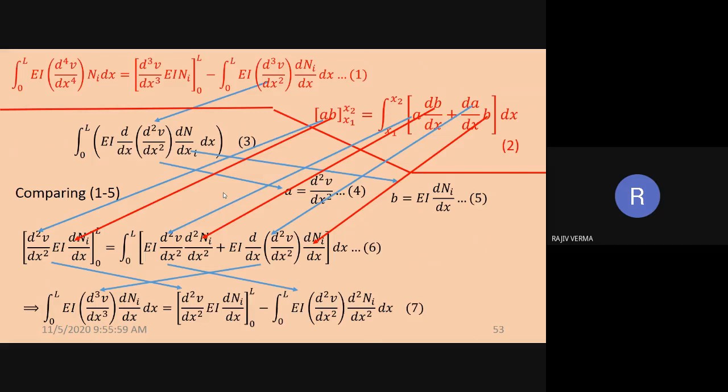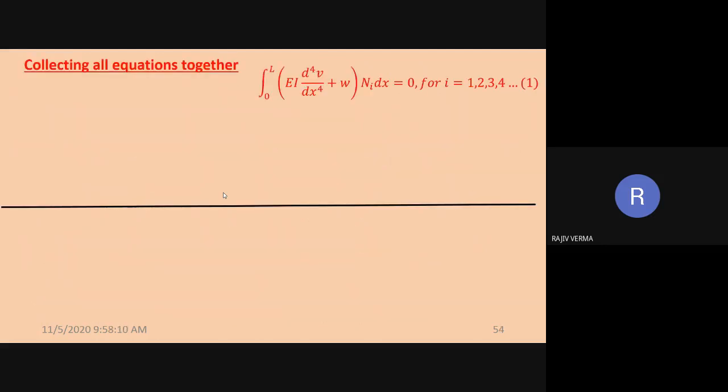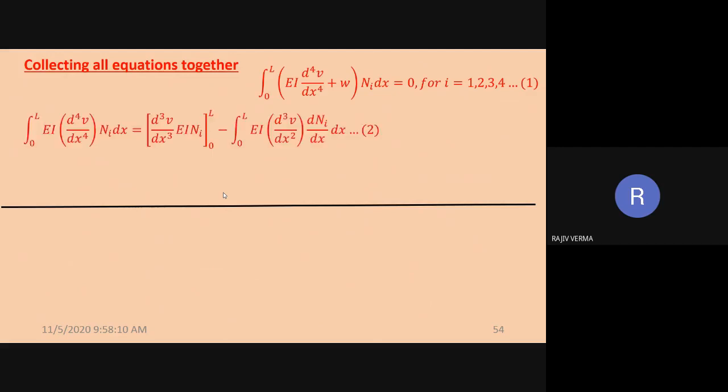So we now have the reduction of the third order derivative. In fact, now we have a second order derivative, which is the second term in equation number 7, and a boundary term, which is the first term on the right of equation number 7. Now we are simply going to gather all the equations required at one place. So this is the required governing equation.